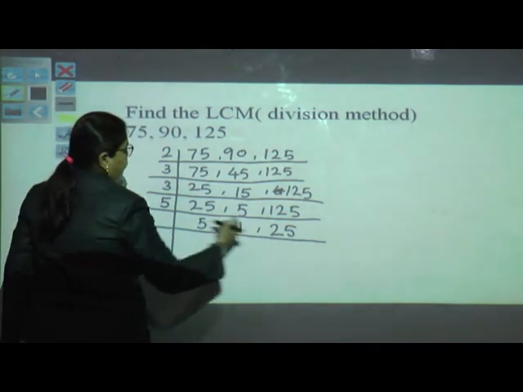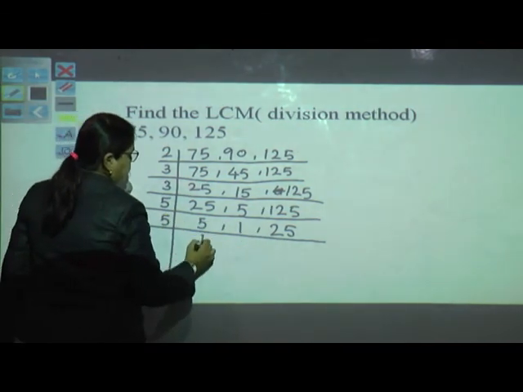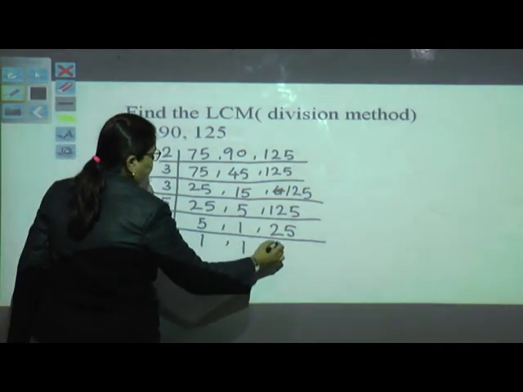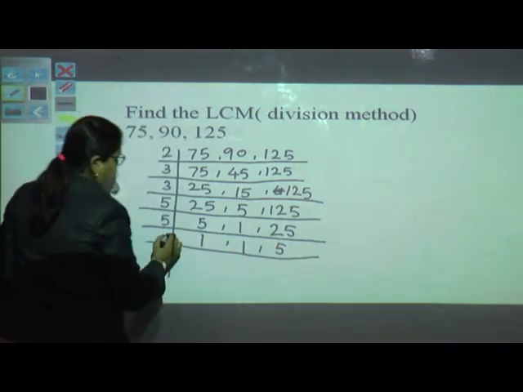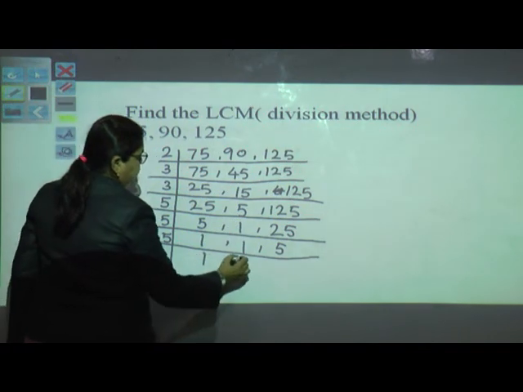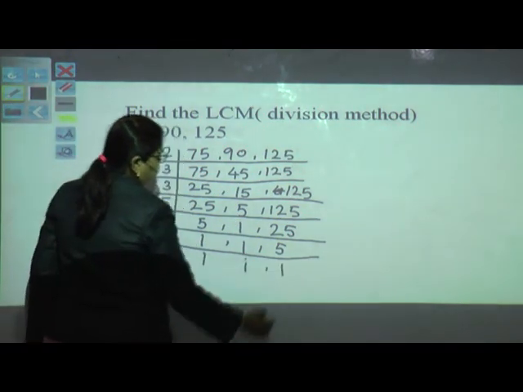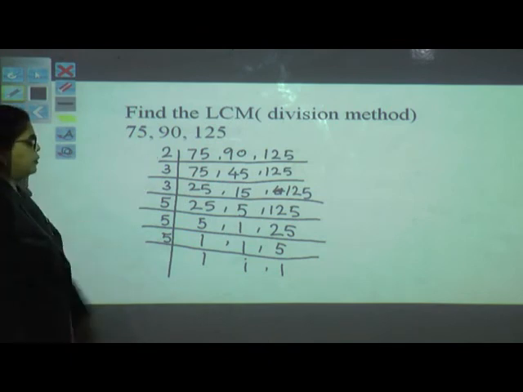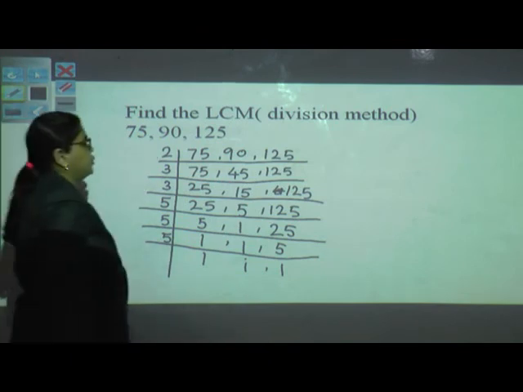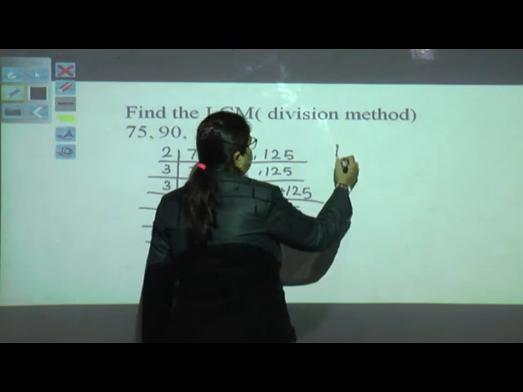Now again we can go for 5. 5 1s are 5, write 1 as it is, and 5 5s are 25. This will be 5 1s are 5. So we have found this out. Now we will see the multiplication of this. What is the LCM of the given numbers?